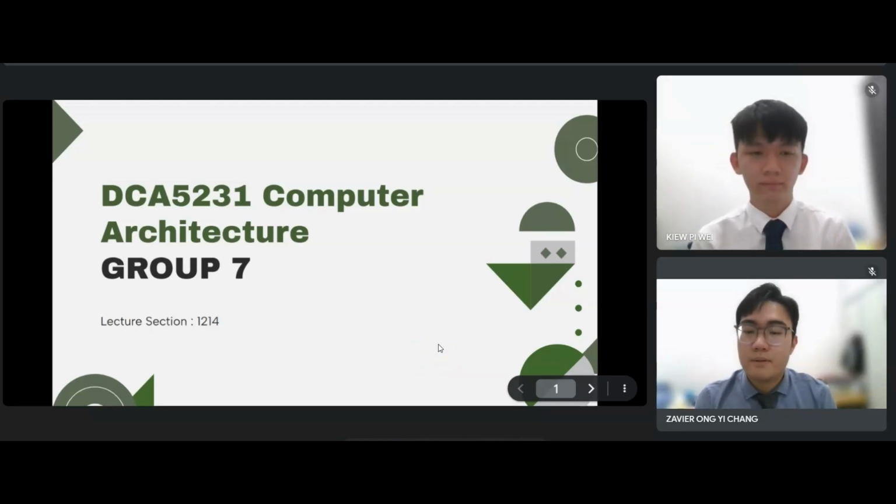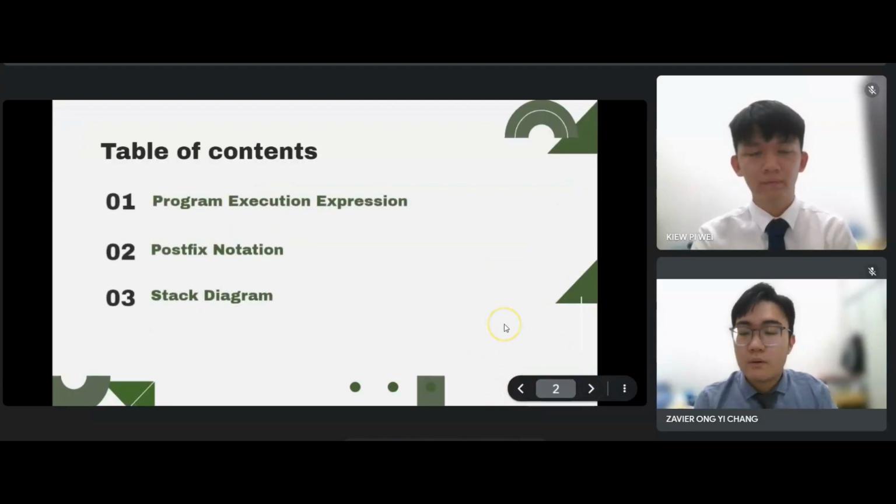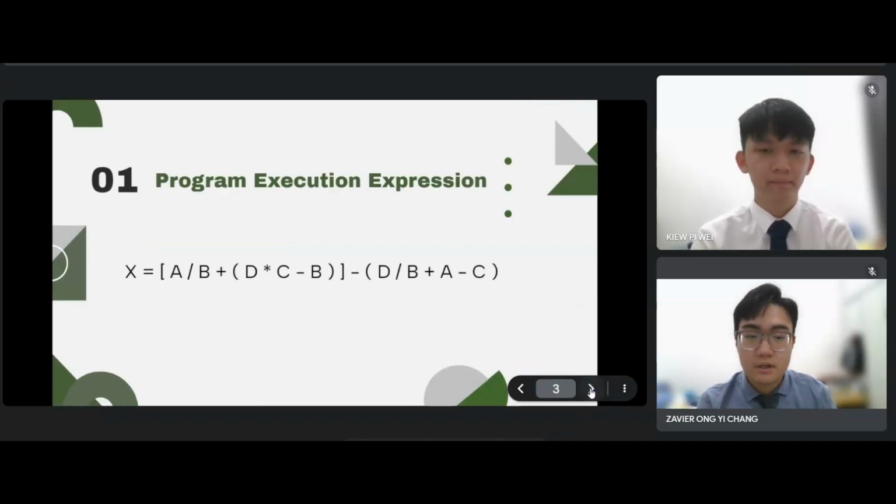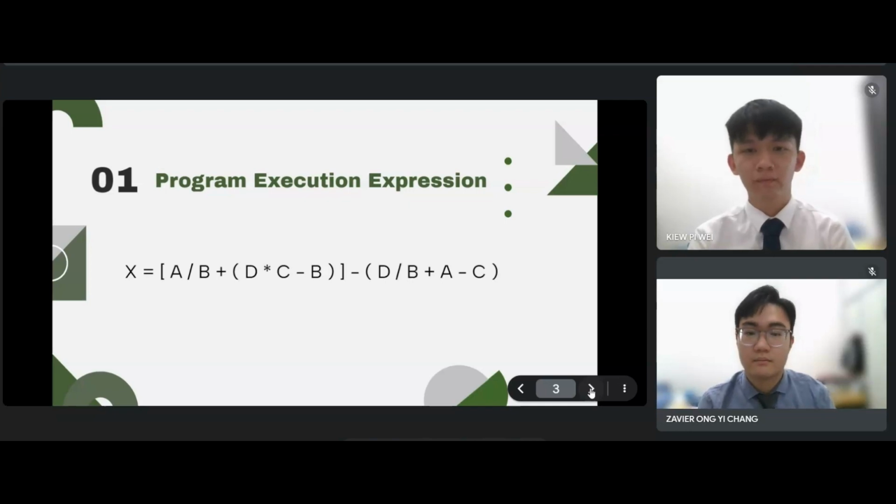So today, PW and I will be presenting about the computer architecture assignment. Our table of contents includes program execution expression, postfix notation, and stack diagram. So the first question is program execution expression. Now I will pass this question to QPA.